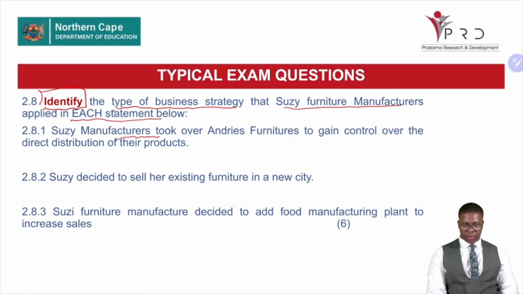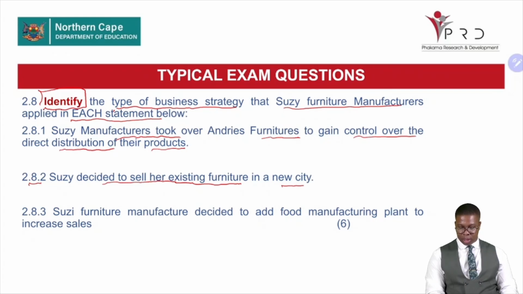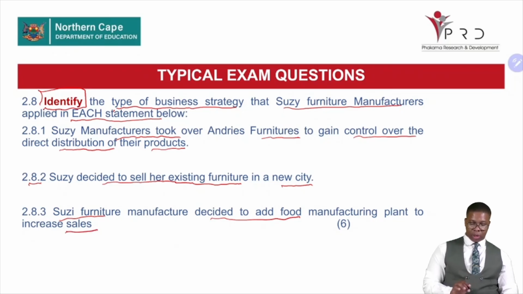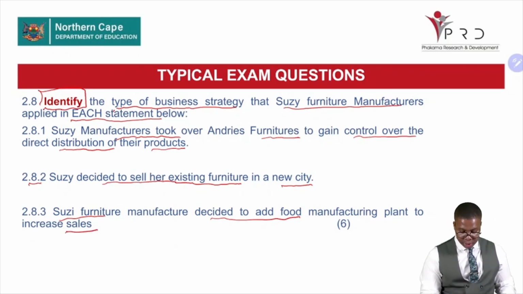2.8.1 says Suzy Manufacturer took over Andre's Furniture to gain control over the direct distribution of their products. And then 2.8.2 says Suzy decided to sell her existing furniture in a new city. And then another one says here, 2.8.3, Suzy Furniture decided to add food manufacturing plants to increase the sales. So the question is for you to identify types of strategies.